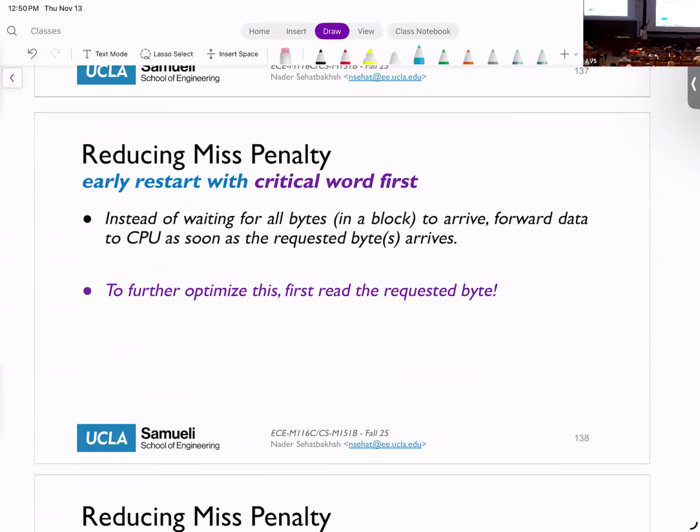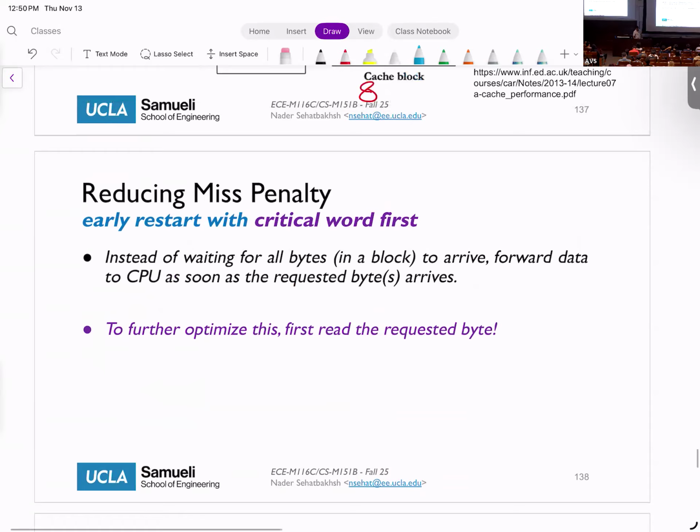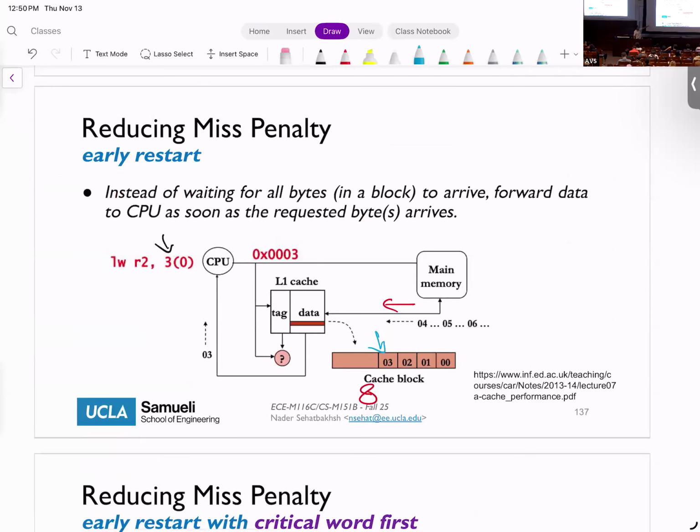Usually what we do is couple early restart with what we call critical word first, which means that in this case I am still wasting some time by bringing 00, 01, 02, and then 03. So what I can do is first request 03, get 03, forward it to the CPU, and then in the background, load the other bytes, okay?